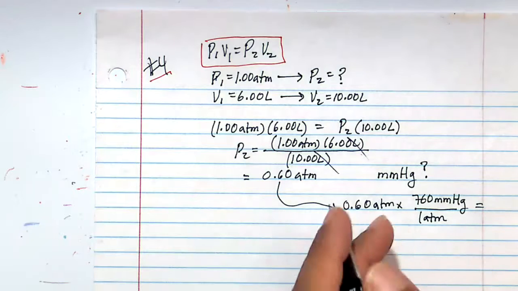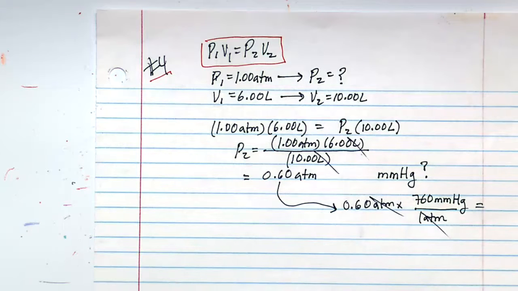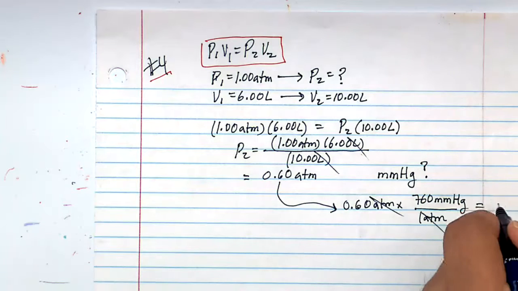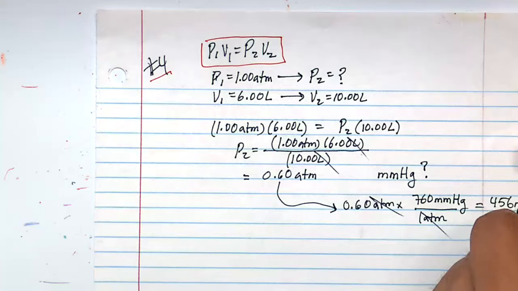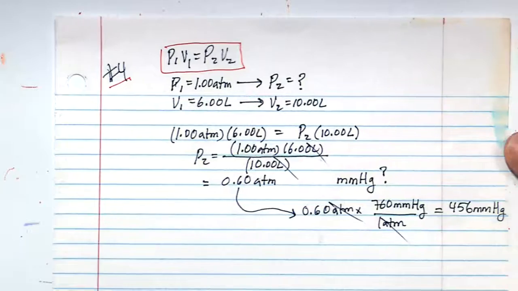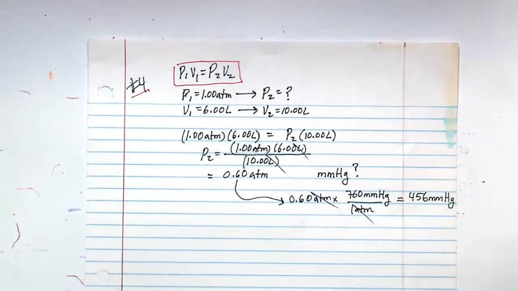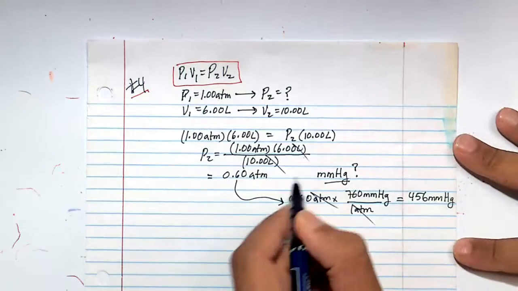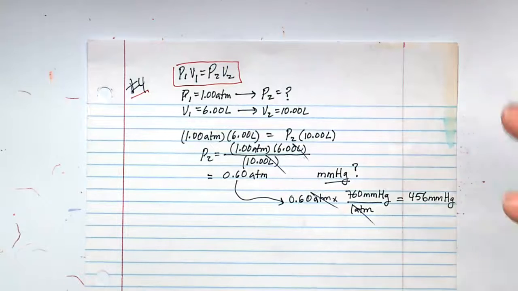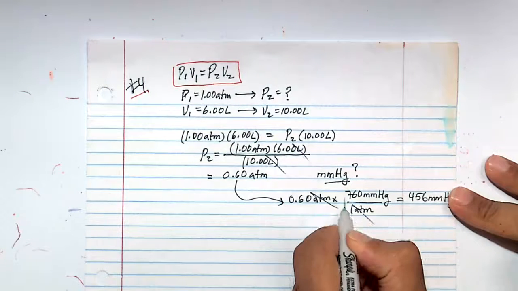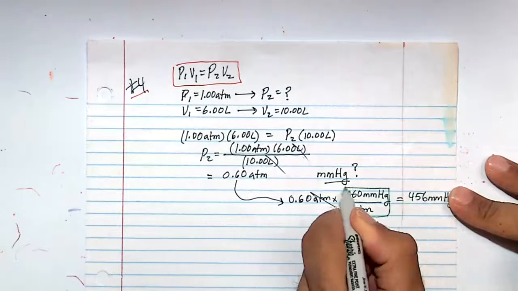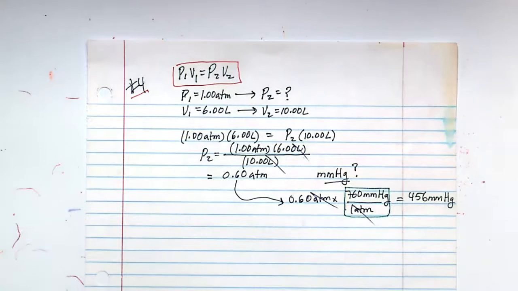0.6 times 760 is 456 millimeters of mercury. Sometimes they give you the answer in units of millimeters of mercury, then you'll have to convert it. You do not have to memorize this conversion factor. I'll give you the conversion factors. It's not something you reference.